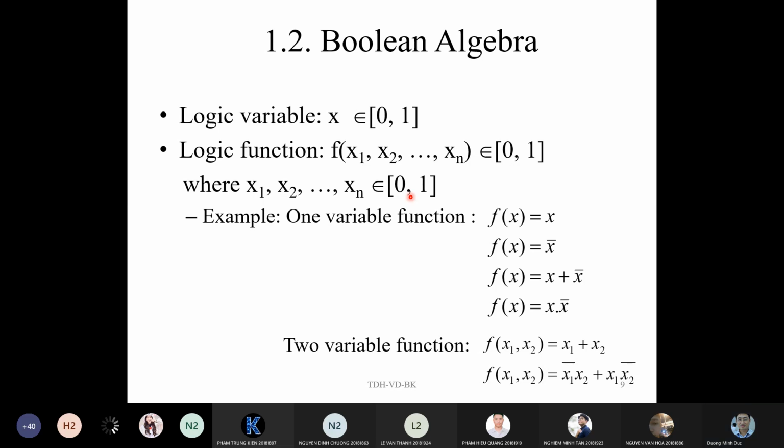Okay. So you can see in the slide there are some examples of logical functions. For example, f(x) equals x is a logical function if x is a logical variable, or f(x) equals the negation of x. So it's also a logical function.